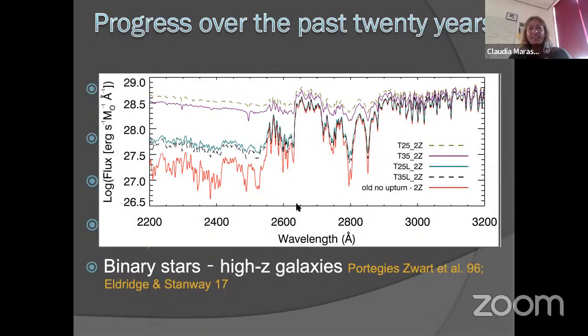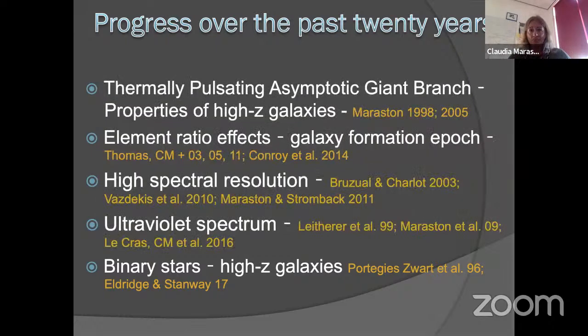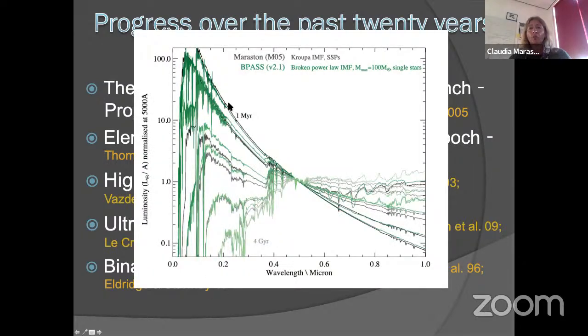In this plot you see the ultraviolet wavelengths as a function of flux, showing how the models can vary just by varying the temperature parameter of these hot phases. Finally, an effort of which I have no merit at all: the inclusion of binary stars. This paper by Eldridge and Stanway has tried to include them, in a code called BPASS, and this is one of the plots comparing with my models.